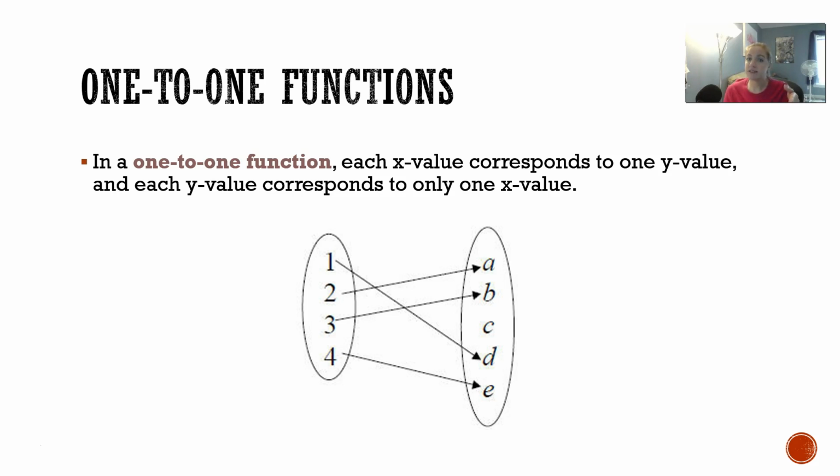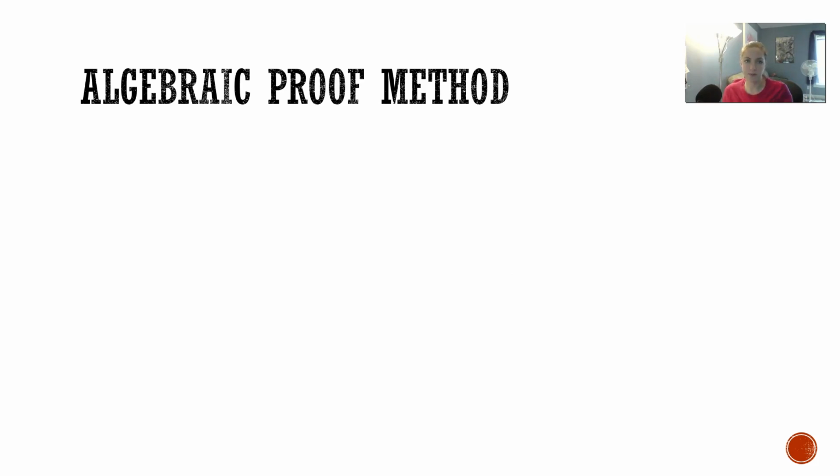Notice that each x value only has one line coming out of it, and each y value only has one arrow going into it. So one-to-one. Can't have any duplicates there for y values. Now, there are actually more than two, but we're going to talk about two different ways to prove that a function is one-to-one.